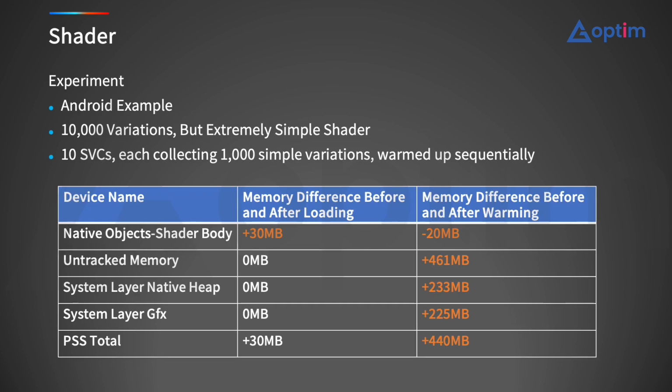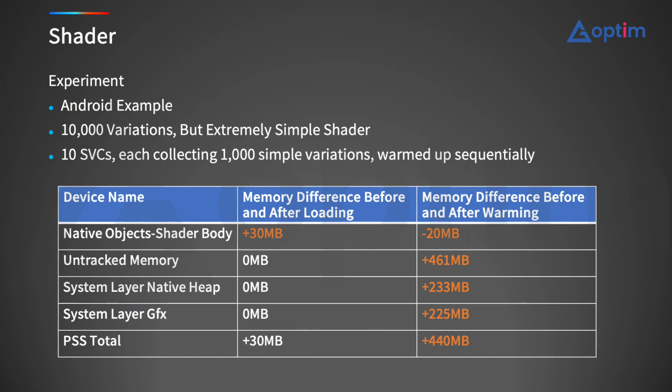To explore this, we built a test. On Android, we constructed a shader containing 10,000 variants. Each variant was computationally simple. Using shader variant collection, we divided variants into 10 groups, each containing about 1,000 variants. During runtime, we gradually warmed up these variants. Before and after variant warm-up, we measured memory usage.